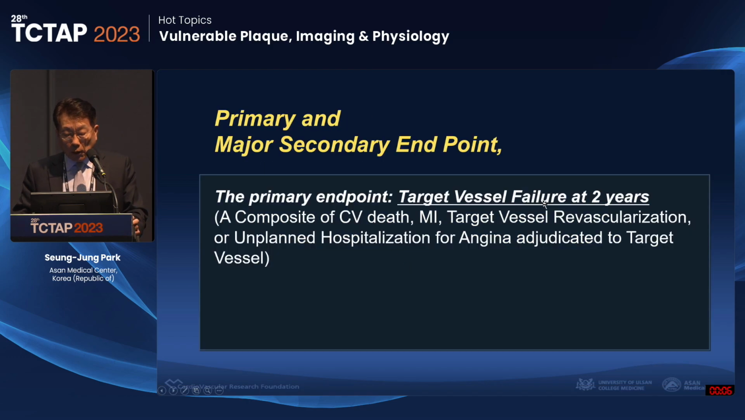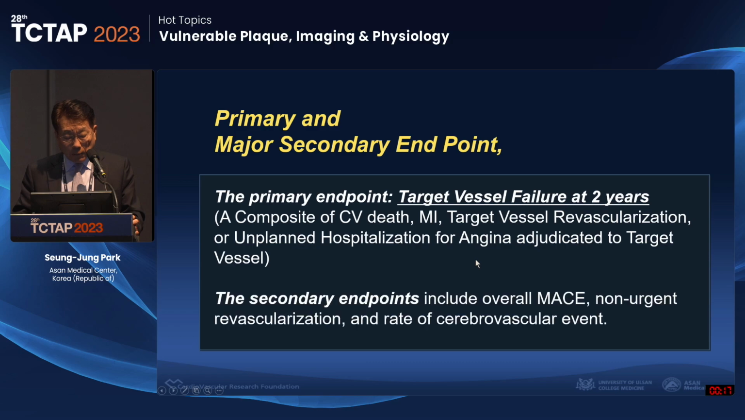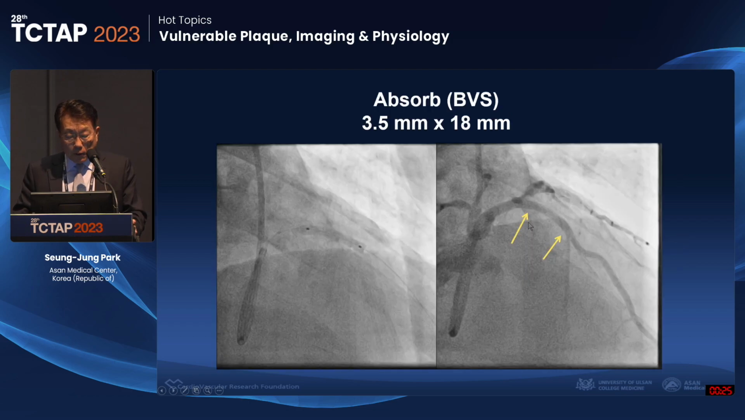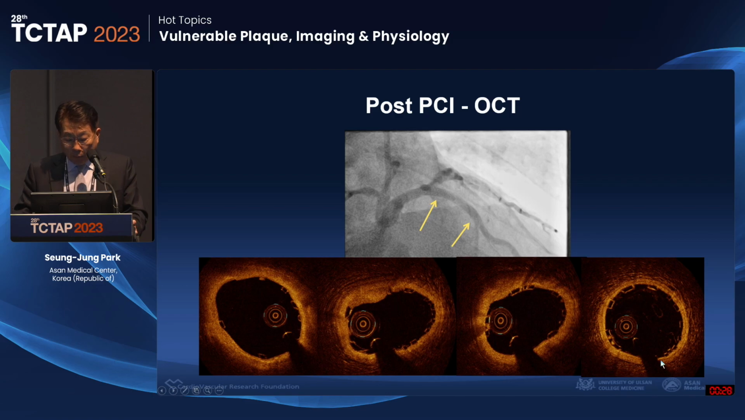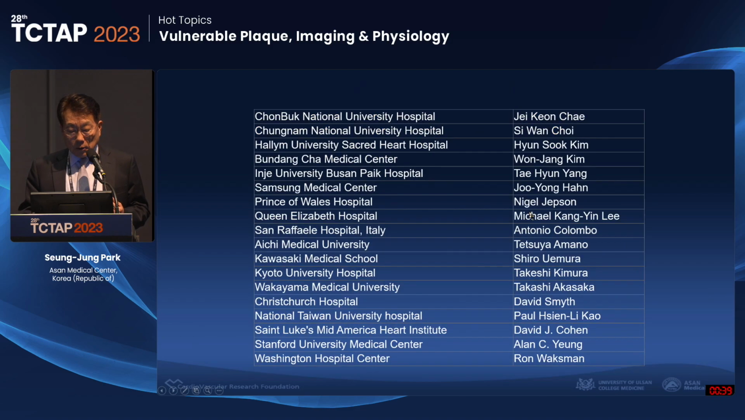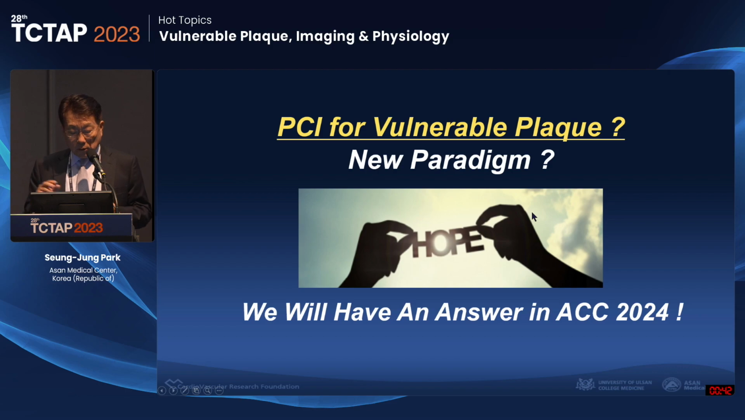The primary endpoint is target vessel failure at 2 years, composed of cardiovascular death, MI, target vessel revascularization, or unplanned hospitalization for angina related to the target vessel. The typical example: proximal LAD, negative FFR, smaller MLA, we deployed there a scaffold with high pressure inflation. All right, so quite good. We finished our patient enrollment and the 2 years of follow-up, and maybe at next year's ACC you will have some answer about the PREVENT study. Thank you.